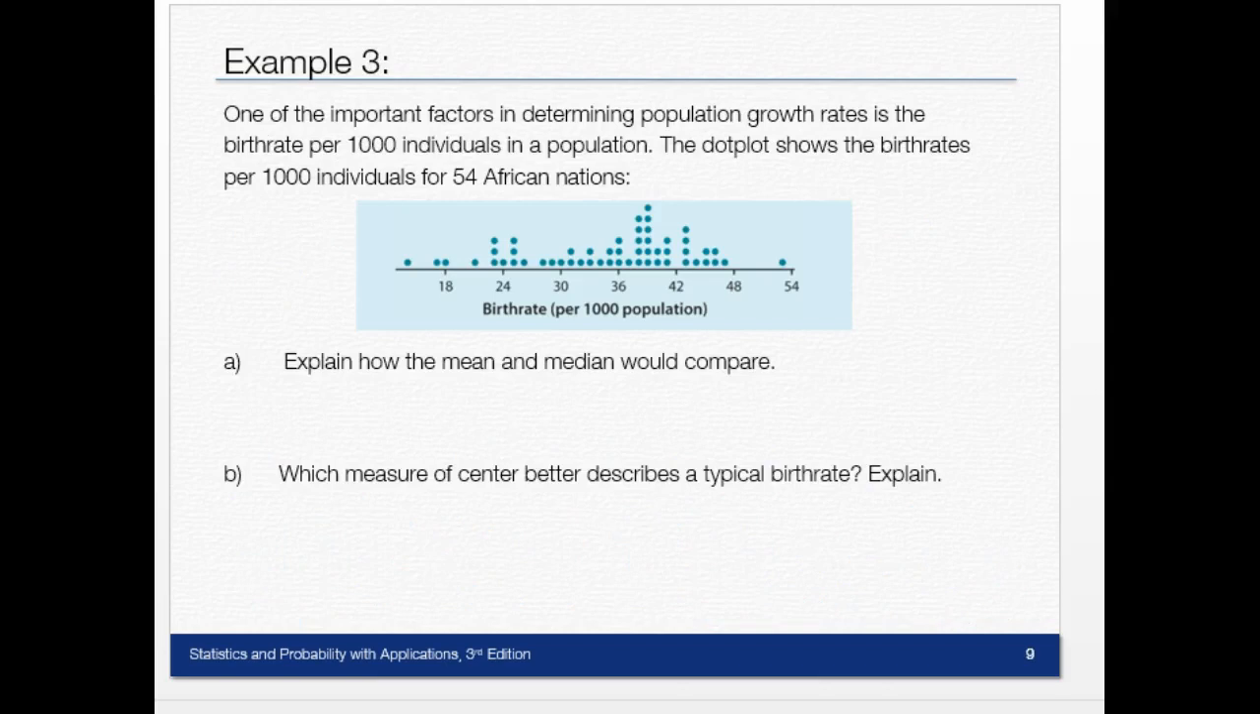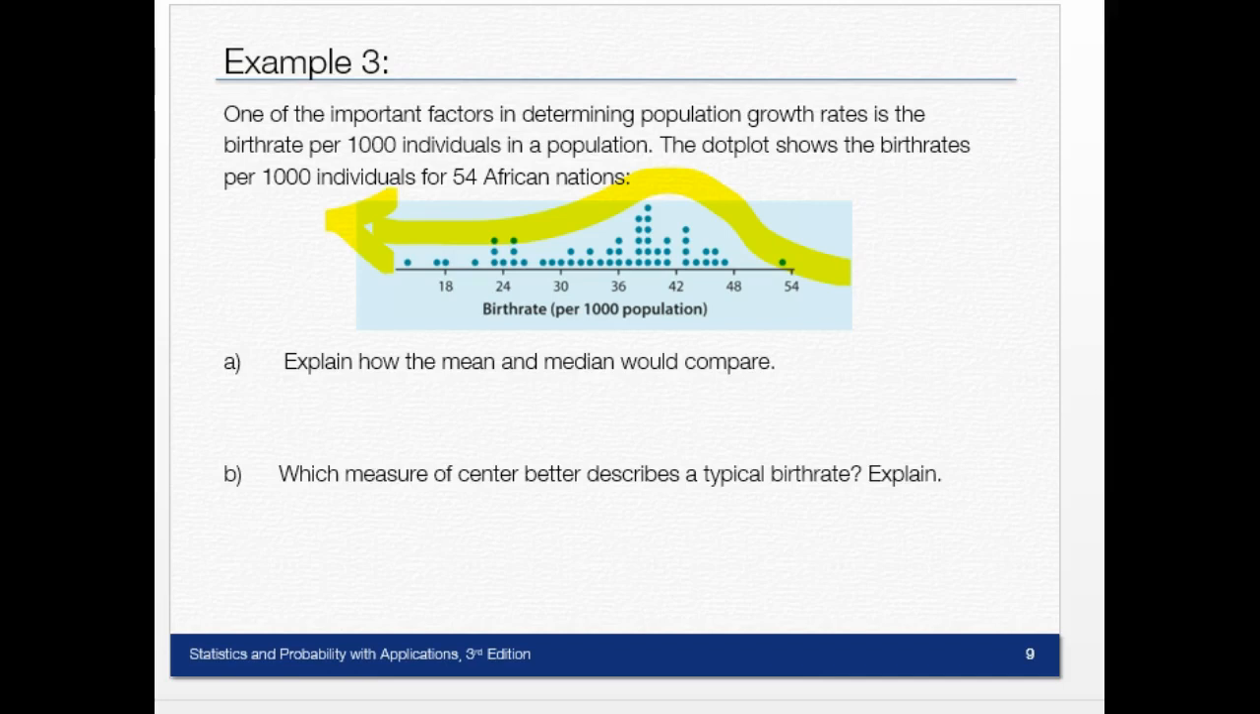One of the important factors in determining population growth rates is the birth rate per 1,000 individuals in a population. The dot plot shows the birth rates per 1,000 individuals for 54 countries. Okay? Explain how the mean and the median would compare. All right, so we got to think about the shape here. What is the shape doing? Our shape does this, right? It's not exactly symmetric. It is pulling towards the left, so it's left skewed. That means my mean is going to be less than the median.